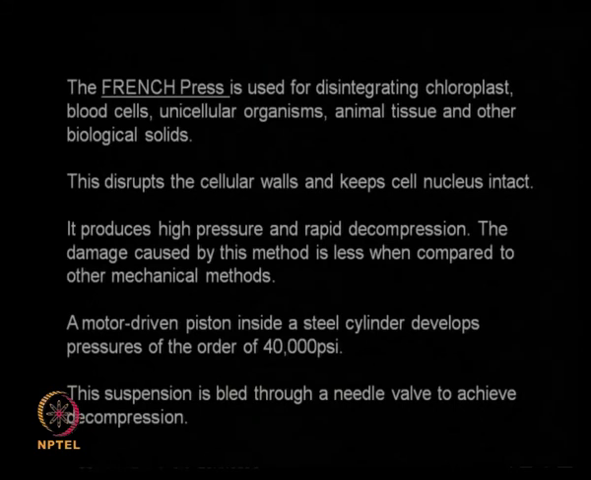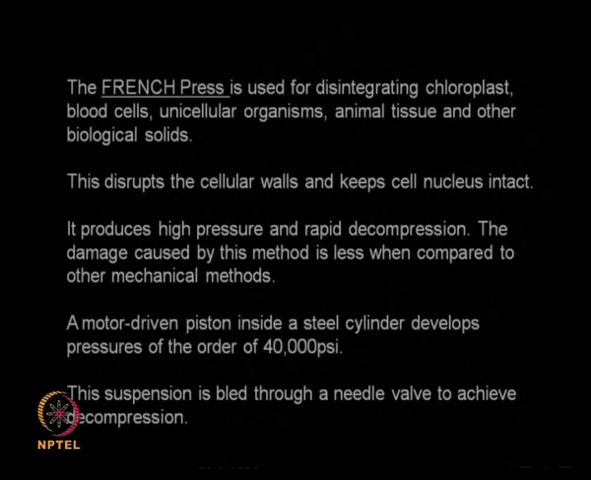The next mechanical based cell breakage method is called the French press. French press is used for disintegrating chloroplast. It can be used for blood cells, unicellular organisms, animal tissues and several other biological solids. The interesting thing about French press is it will just disrupt the cellular walls and it will keep the nucleus intact.